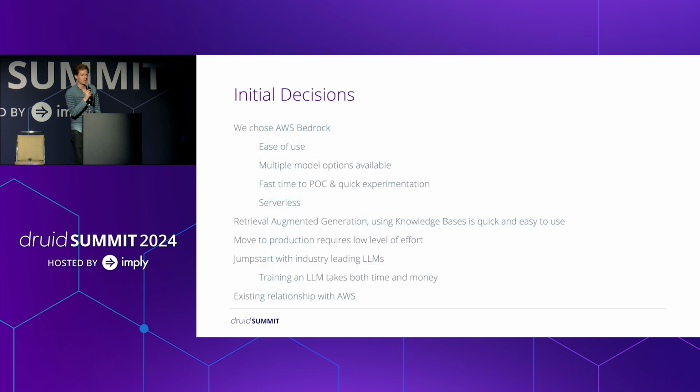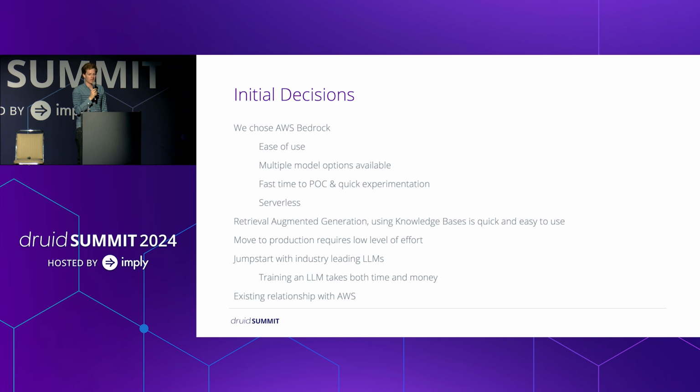So the initial decision I made when building the service was to use AWS Bedrock. We evaluated a bunch of other things, but we chose AWS Bedrock because it is very easy to use, with very programmatically useful options. There are multiple model options available. It enabled a fast time to POC and quick experimentation, and it's serverless. You're not running a server in the background, eating up time and money all the time. Another benefit was retrieval augmented generation, which is a technique used to enhance your prompts, and using the knowledge bases that are built into AWS Bedrock was super quick and easy.